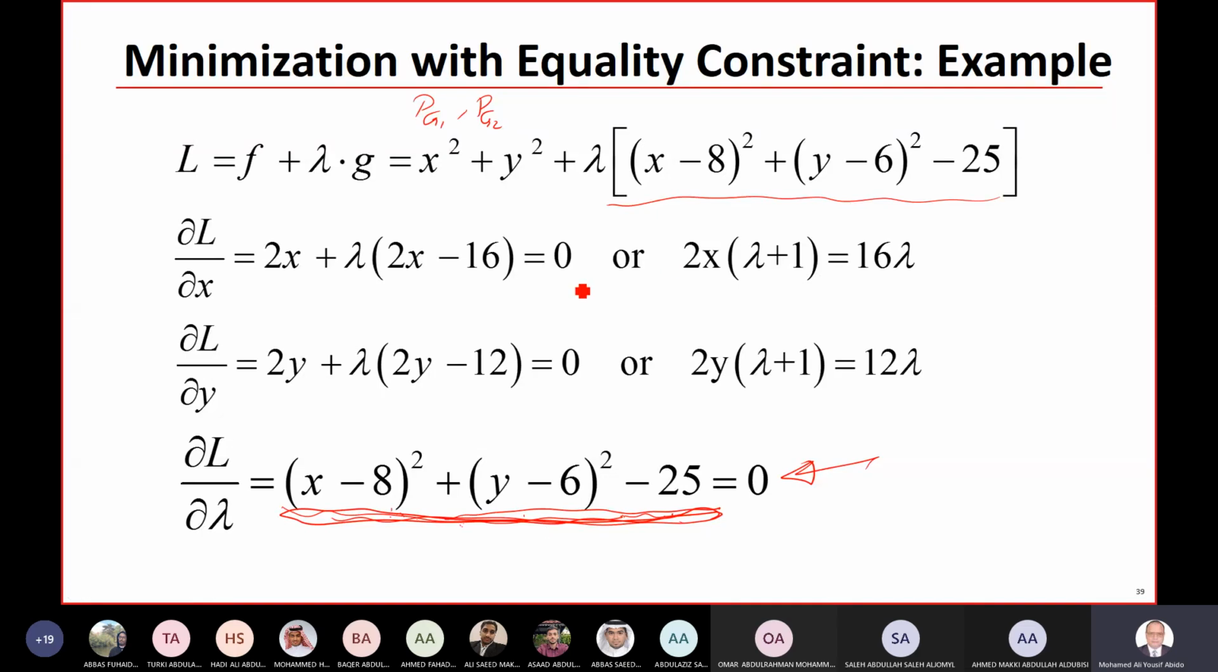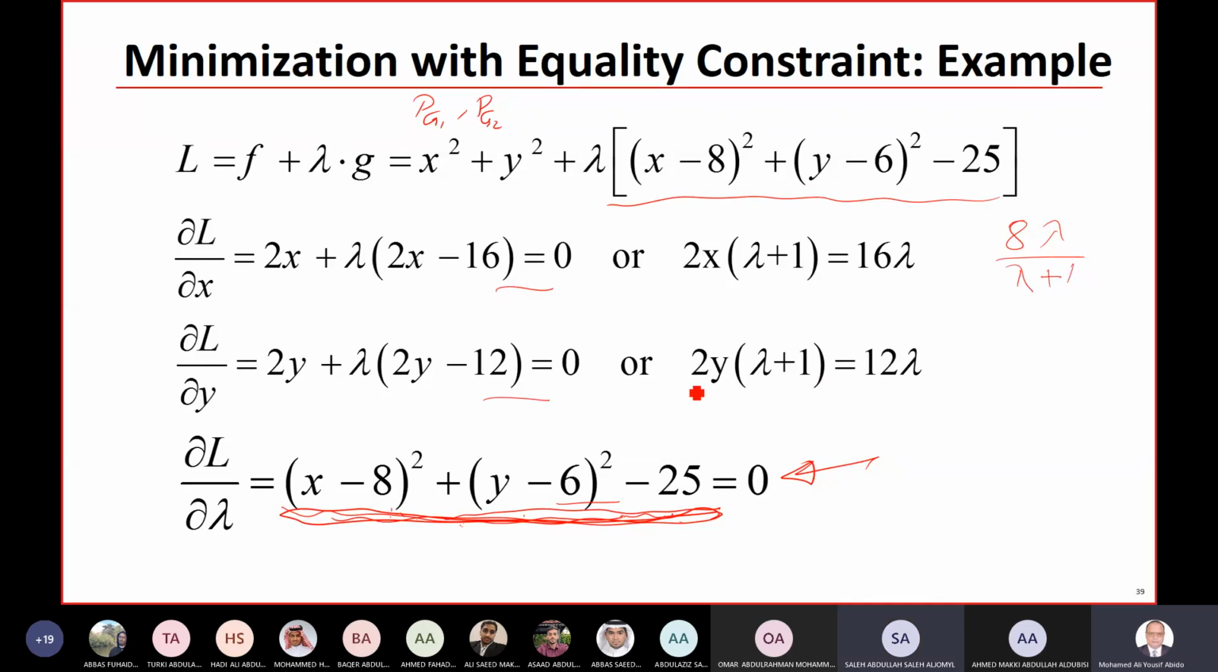So here you have the first equation, second equation, third equation, and you have three variables x, y, and lambda. So in principle, you can solve. There is no problem with this. You can solve these equations to get x, y, and lambda. For example, you can have x as a function of lambda. So x equals 16, or this 2 will go to this, and x as a function of lambda becomes 8 lambda over lambda plus 1.